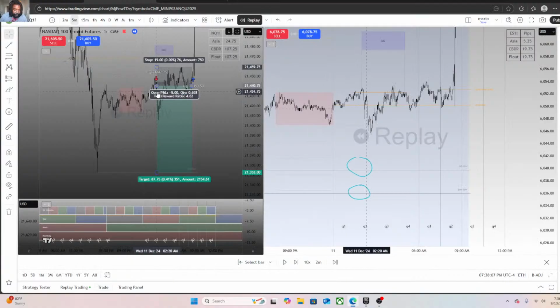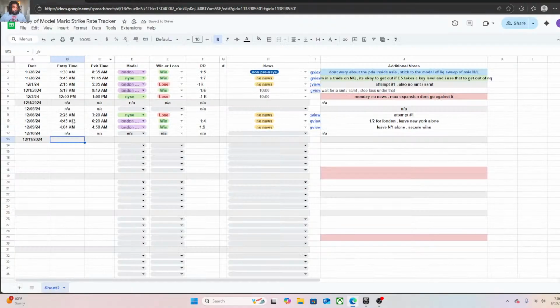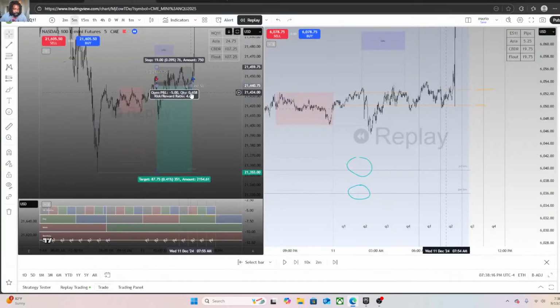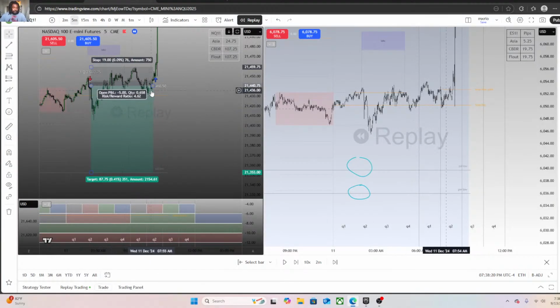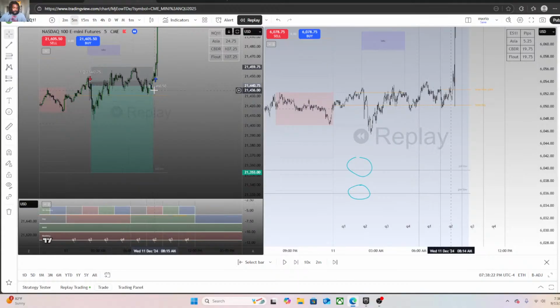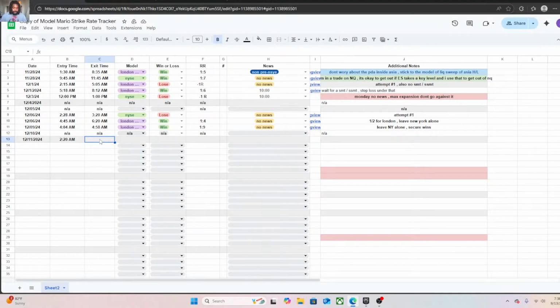Entry time, 2:20 in the morning, 2:20 a.m. Exit time, I held all the way to the New York session, that's why. It stopped me out at 8:15 a.m. I would have been asleep. 8:15 a.m.